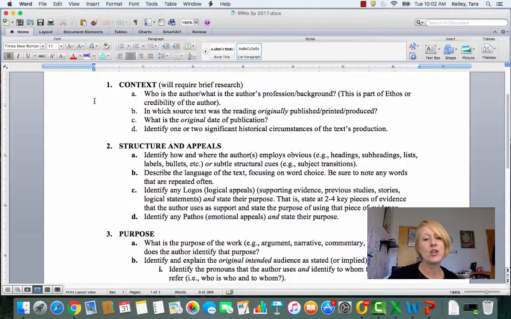In C, you want to then look at logos, which are the logical appeals. That is the supporting evidence. Were there any previous studies, stories, logical statements? And why were those logical statements used? You want to point to at least 2 to 4 key pieces of evidence and think about why was this particular piece of evidence used?